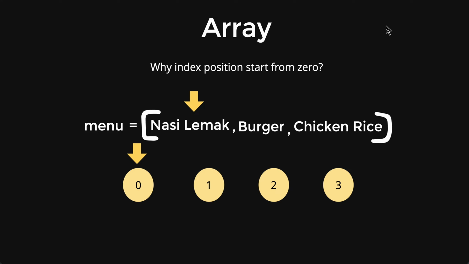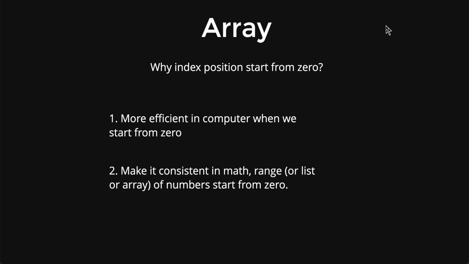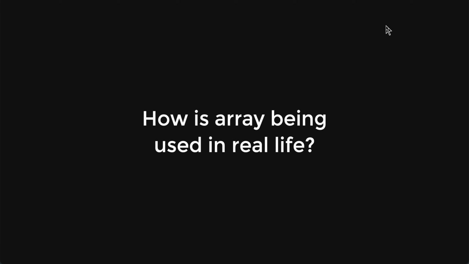So why do we start counting from 0, especially in our index position over here? First, it is more efficient in computers when we start from 0, so binary 0 and 1. And second, it is consistent with math, because a range or list or array of numbers starts from 0. So then you might be thinking, how are arrays used in real life?